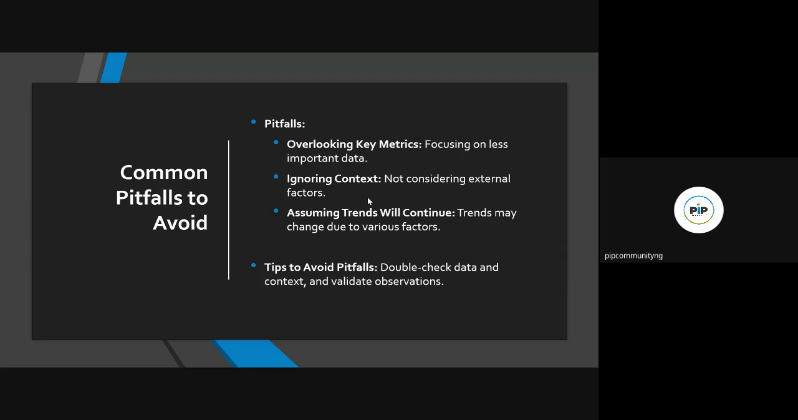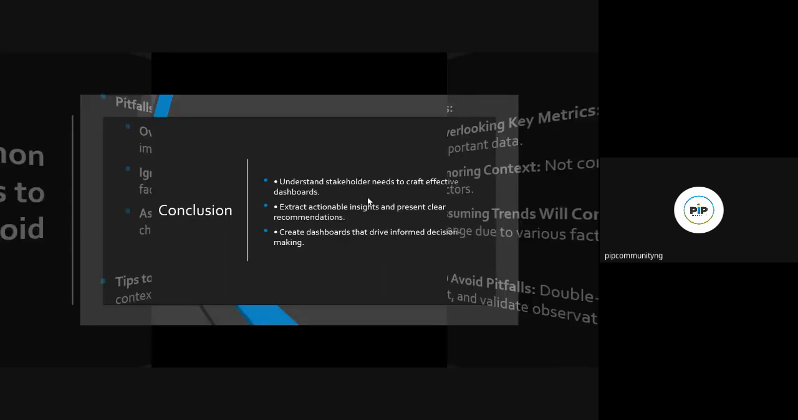Assuming trends will continue. The fact that this year the company did well, and next year the company did well again, or the sales increased, does not mean the third year the sales will increase. Trends might increase, but you don't have to make an assumption. That is why you're a data analyst. Your thought on it has to be clear, not based on assumption. Tips to avoid pitfalls: double check the data and context, and validate observations.